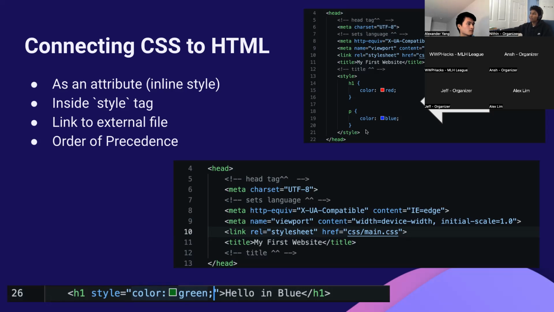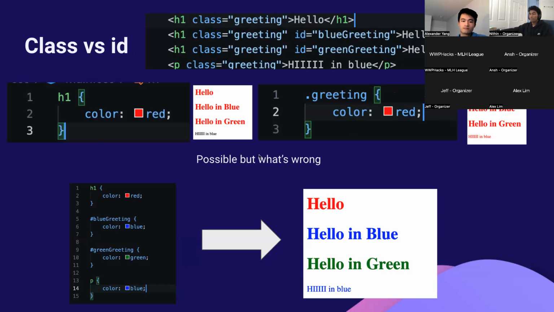And in a similar fashion, the style tag takes on more precedence than the external CSS linked. Now we have classes versus IDs. This is what Alex was talking about earlier. As you can see here, we've got three h1 tags and a p tag, and each of these has a class. This is what I was talking about earlier when I said classes are repeatable. So you can organize and compartmentalize these h1 tags using this class, the class greeting.